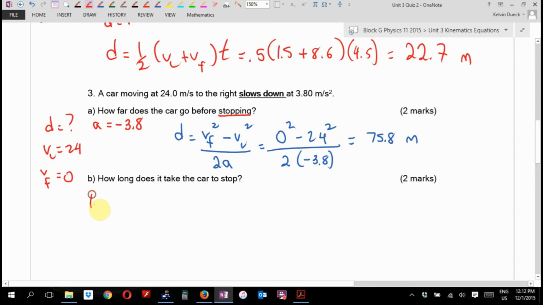Yep. Oh, you know what? There is an equation that has VI, VF, A, and T in it. It's a nice one. Which equation has VI, VF, A, and T in it?